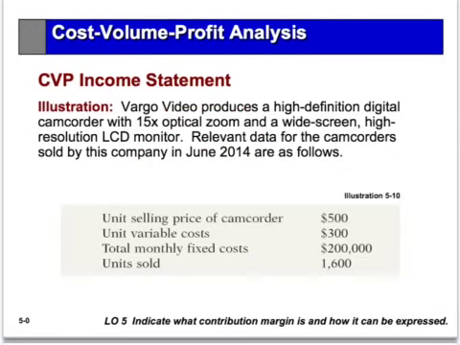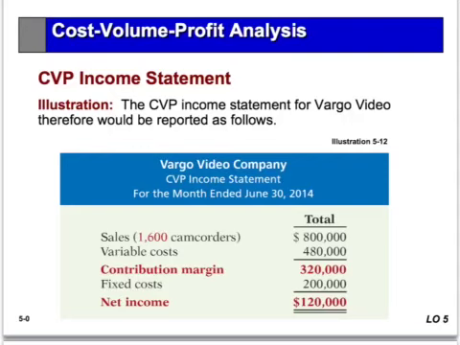For this Vargo video, here's an example. We sell the camcorders for $500. The variable costs are $300, the fixed costs are $200,000, and the units we sold are 1,600. Now we can produce a traditional income statement with sales minus all costs give me profit. Better to format it differently. Format the sales, 1,600 cameras for $800,000, minus the variable cost. That sales minus variable cost gives me what we call this contribution margin.